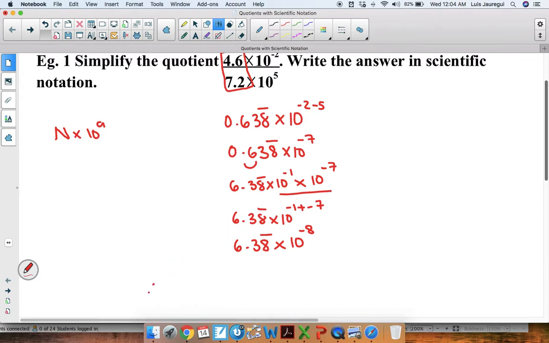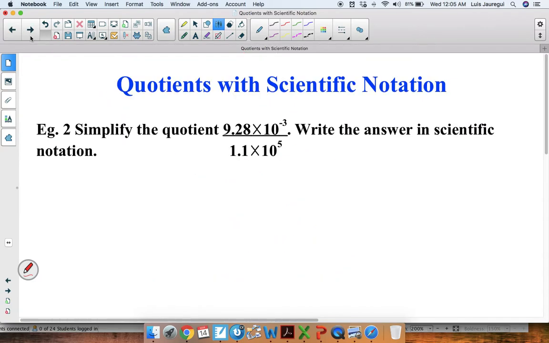So we can conclude that 4.6 times 10 to the negative 2 divided by 7.2 times 10 to the 5th is equal to 6.38, where the 8 keeps repeating, times 10 to the negative 8. Let's see a couple more examples.